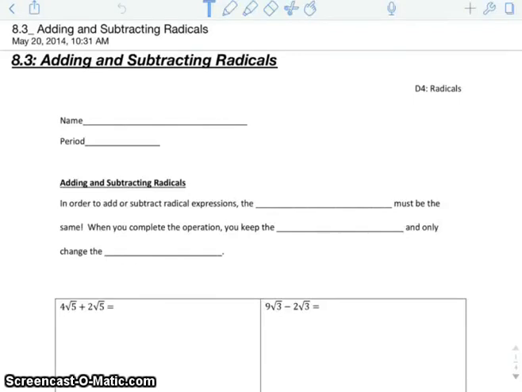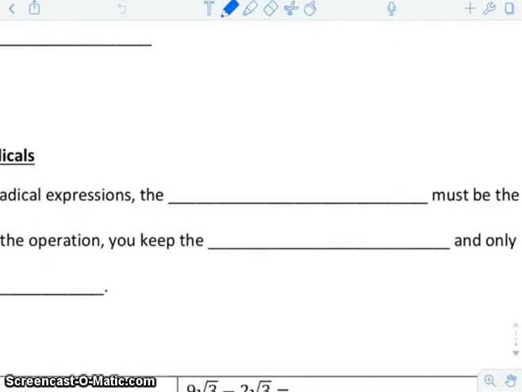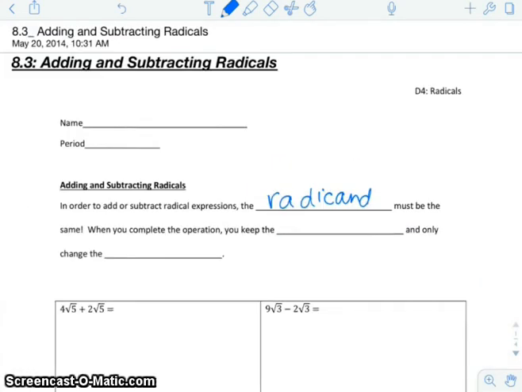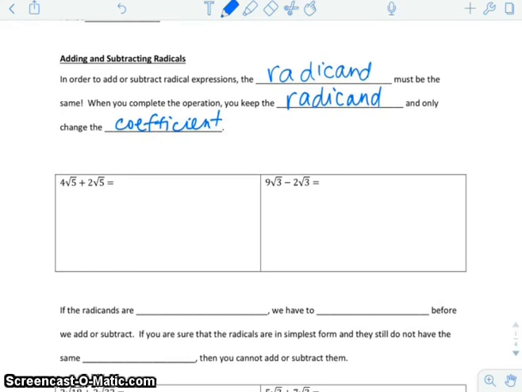8.3 looks at adding and subtracting radicals. In order to add or subtract radicals, the radicand must be the same. Once you have the radicand the same, you only change the coefficient. This is really similar to adding and subtracting like terms. So let's look at this first example.